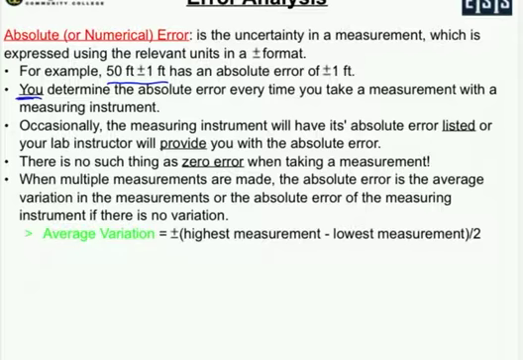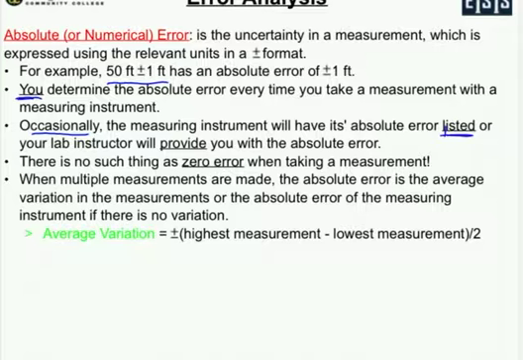However, occasionally you're going to use an instrument that may have its absolute error already listed. Particularly if you have an instrument that has a digital readout, it'll normally list the plus or minus, what its measurement certainty is. Or sometimes the lab instructor will provide you with the absolute error.